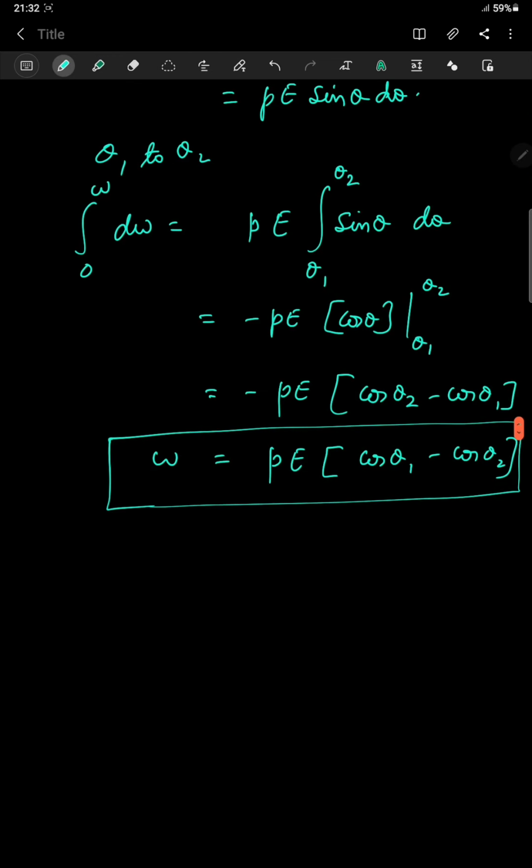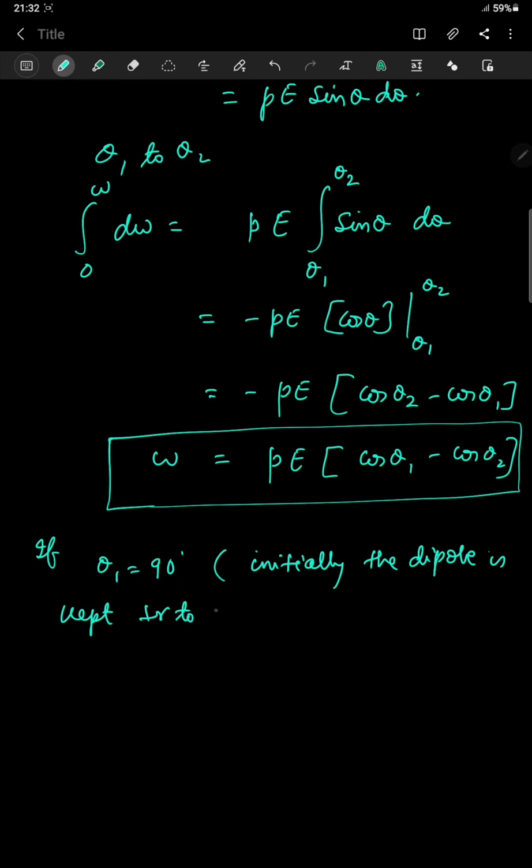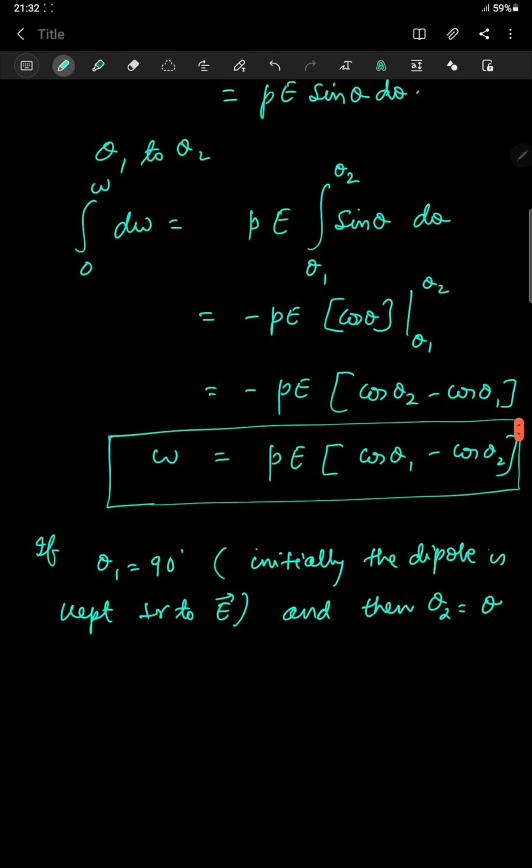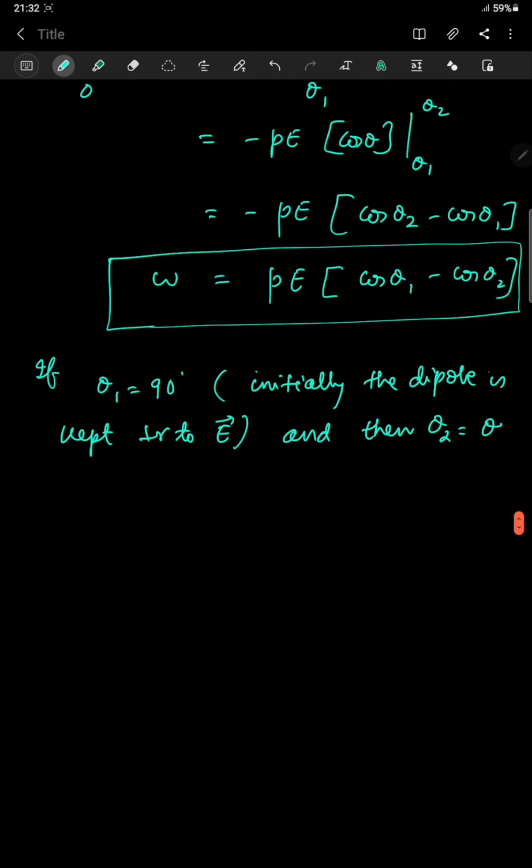Let us now make it concise. If we consider theta 1 equal to 90 degrees, what does that mean? That means initially the dipole is kept perpendicular to the electric field. And theta 2, let us assume as theta, which is shown in the figure. So we have taken theta 1 to be 90 degrees and theta 2 to be theta. Then what will be the work done?